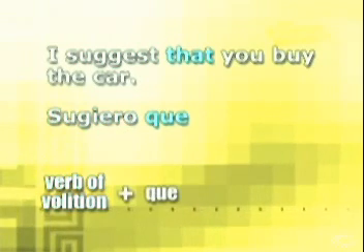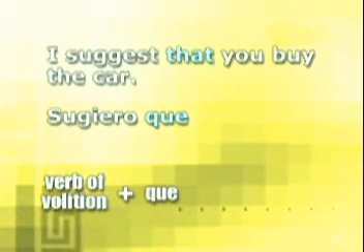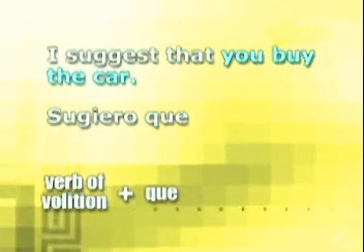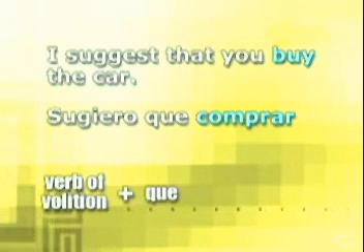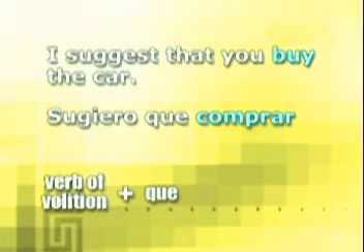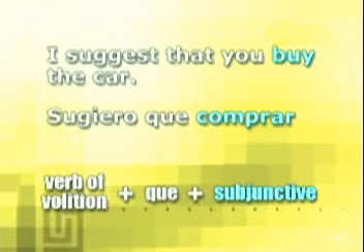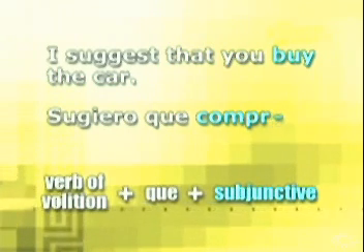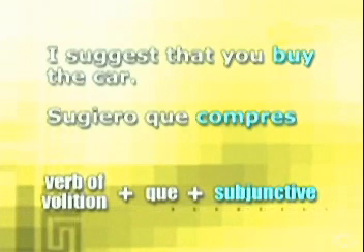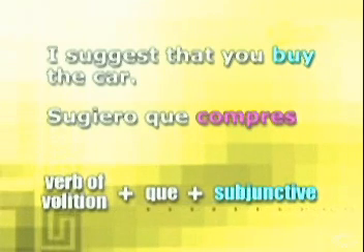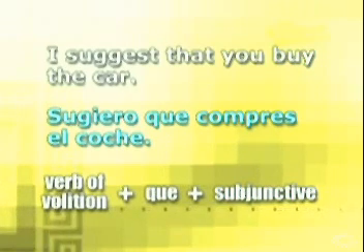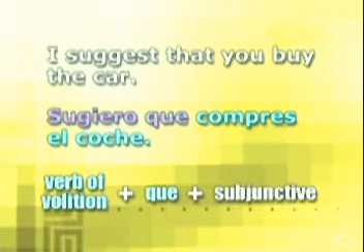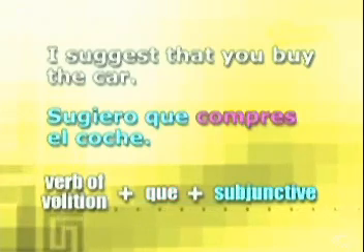Then we tack on que. That's easy. Okay, now we have you buy the car. The verb we'd use is comprar, to buy, and we're conjugating it into the tú form of the subjunctive. So, we take the normal yo form, knock off the o, and add es, compres. And there we go. Sugiero que compres el coche. Verb of volition plus que plus subjunctive.